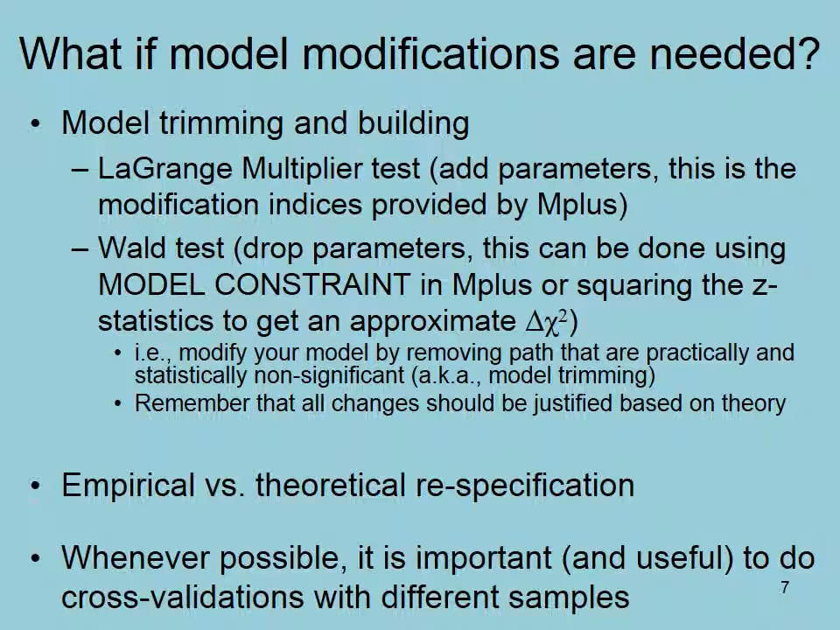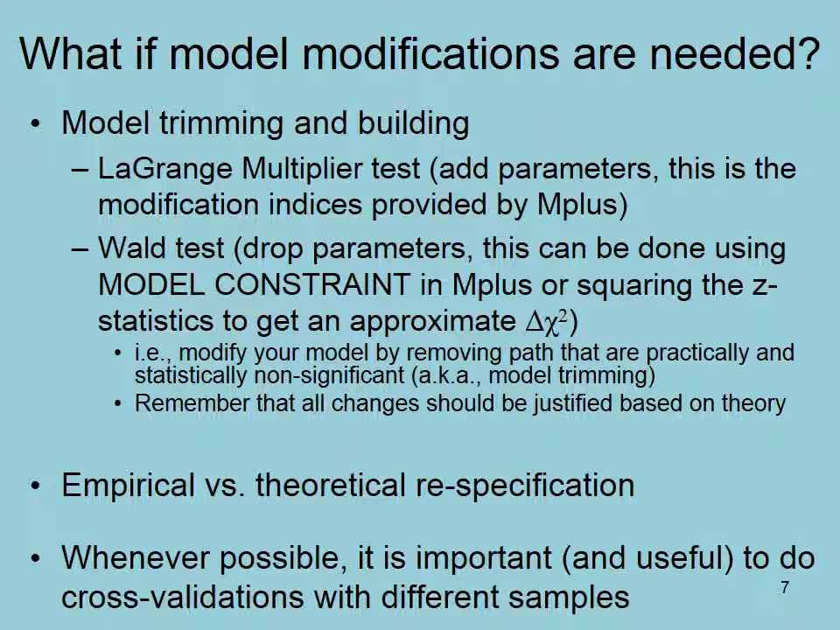Your Lagrange multiplier test is based on your modification indices within Mplus. What that tells you is whether you should be adding certain paths to the model. Your Wald test is testing, if you were to drop a path, in other words, fix it at 0, what would be the change in your chi-square? Again, you can easily do that by comparing a model with the constraint and without the constraint.